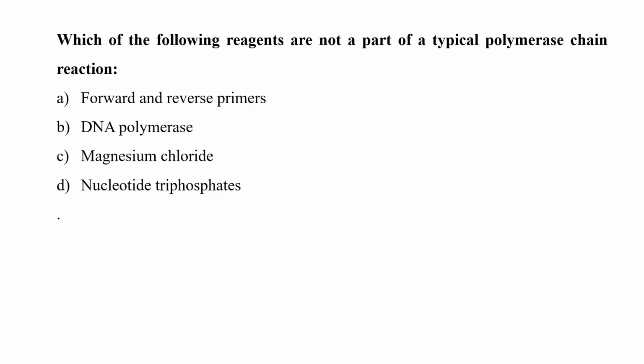Which of the following reagents are not a part of a typical polymerase chain reaction? Forward and reverse primer, definitely we require. DNA polymerase, here is the twist, we require thermostable DNA polymerase, not any random DNA polymerase. Magnesium chloride, again we require, and nucleotide triphosphate, that's the twist. We require deoxynucleotide triphosphate for conducting a PCR rather than NTPs. So option D is the correct answer.